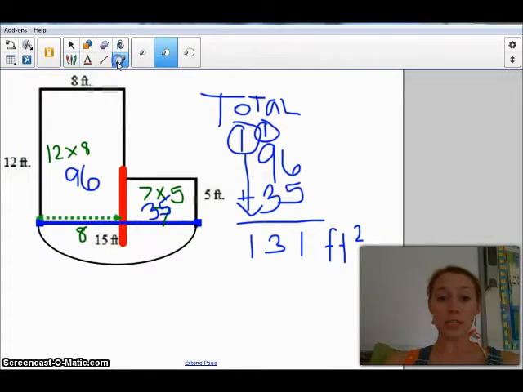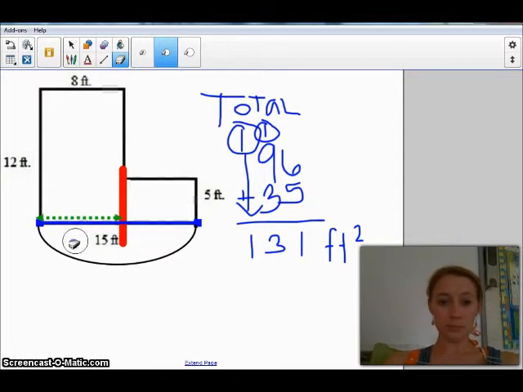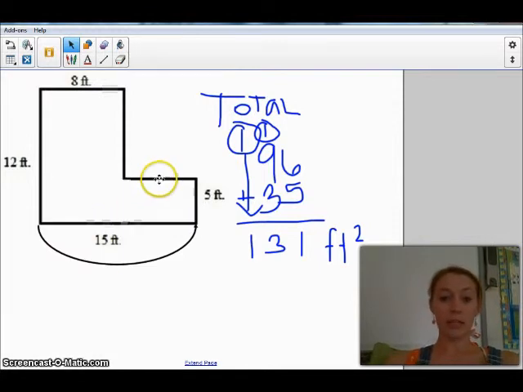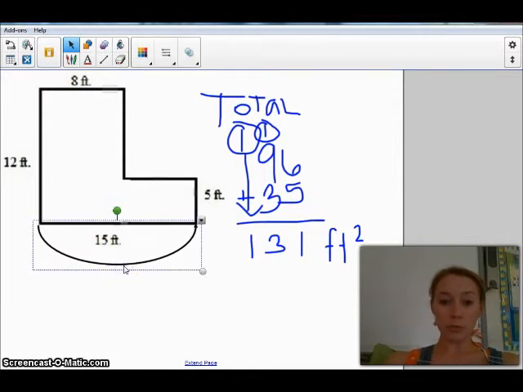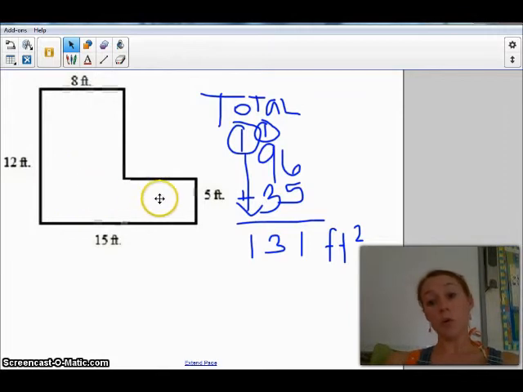So in other words, what that's saying is if I erase all this mumbo jumbo that I have here, and I delete all these extra lines that I don't really need anymore, and let's delete that too. The area of this whole thing right here, this shape right here, is 131 feet squared.